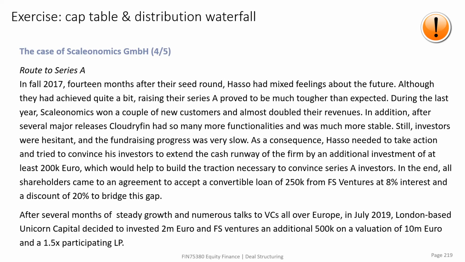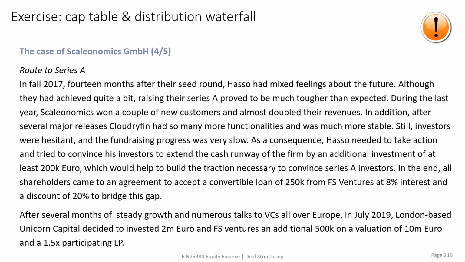As a consequence, Hasso needed to take action and try to convince his investors to extend the cash runway for the firm by an additional investment of at least 200,000 euros, and this will help to build the traction necessary to convince Series A investors. In the end, all shareholders came to an agreement to accept a convertible loan of 250,000 euros from Frankfurt School Ventures at 8% interest and a discount of 20% to bridge this gap.